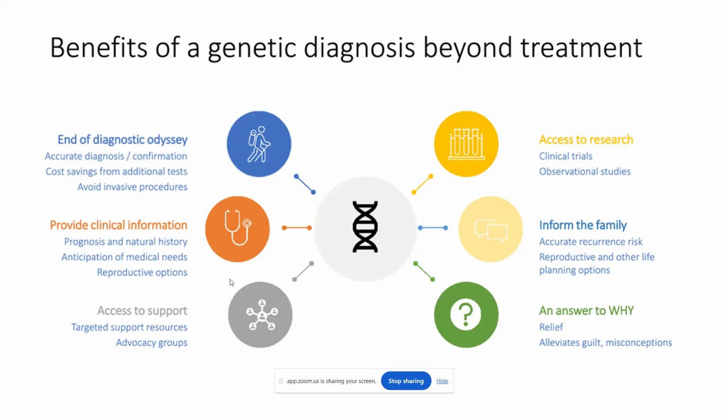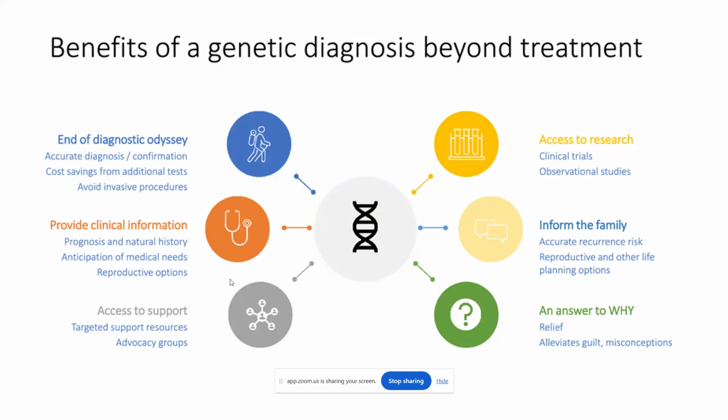But let's not talk about the treatment perspective here. Beyond treatment, what are the other aspects of diagnosing a genetic disease? First thing is the end of diagnostic odyssey. Diagnostic odyssey is a journey that the patient and the clinician go through from the point of contact with the first symptom till you get the final diagnosis.